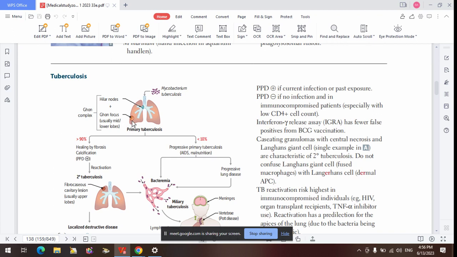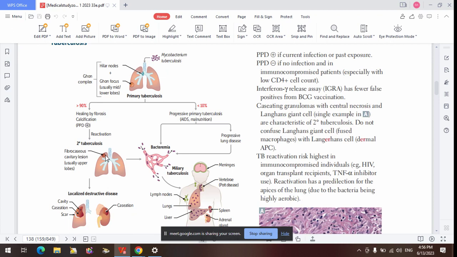Do you guys get what I just said now? So Ghon focus is when you have fibrosis of the granuloma within the lung parenchyma only. It becomes Ghon complex when there is fibrosis of the hilar granuloma too. So you call that the Ghon complex. Do we get it? The granuloma in the lower lobes, the Ghon focus, together with the granuloma in the hilar lymph nodes, we call them the Ghon complex.